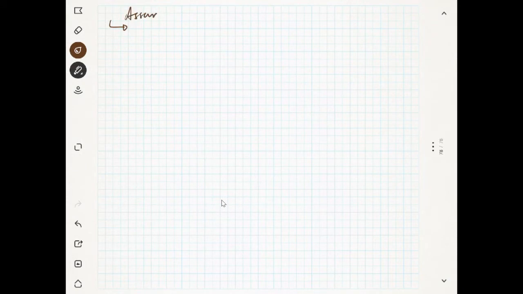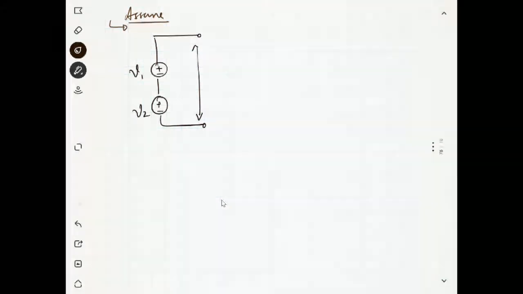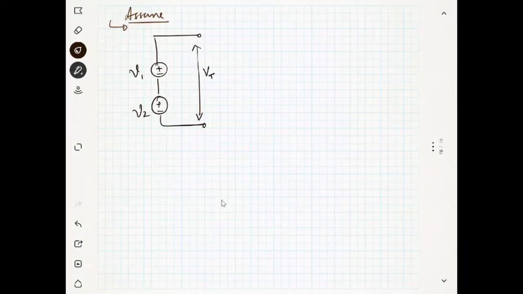Assume that you have a connection like this. You have a voltage source, let's say this is V1, and another voltage source which is V2. Now you want to measure the total voltage. So for voltage, you can say this is V total.